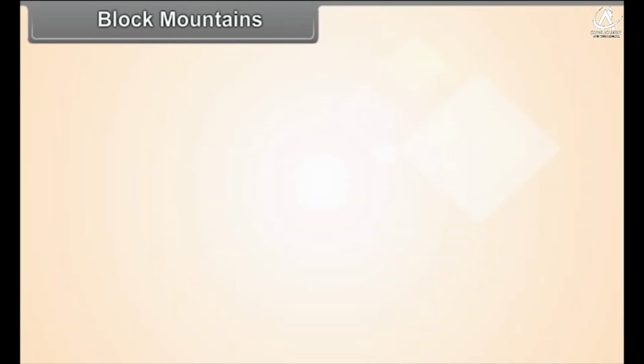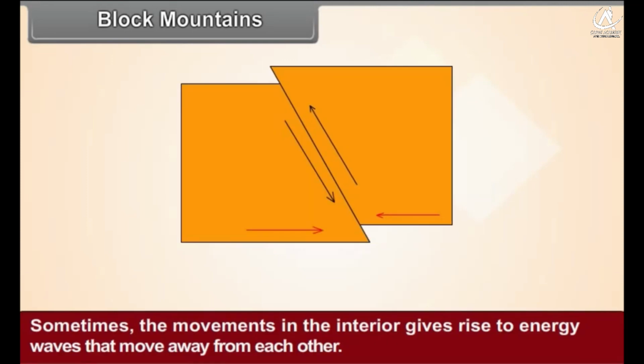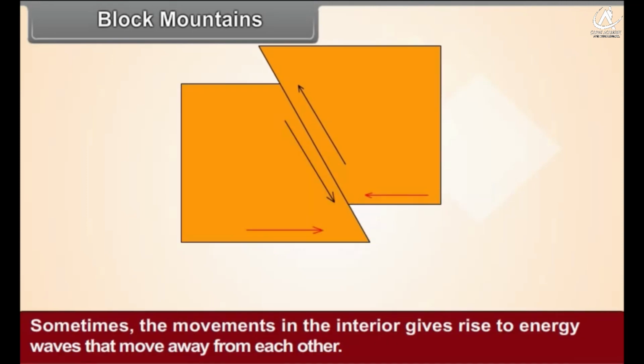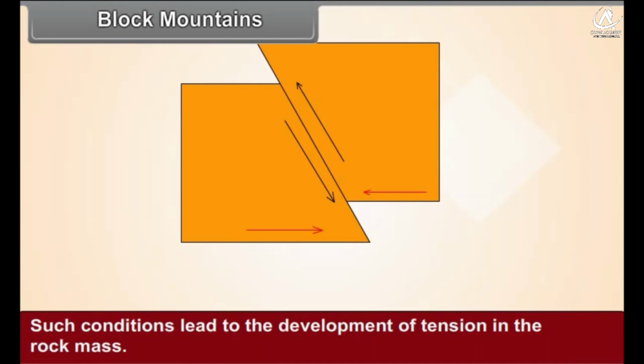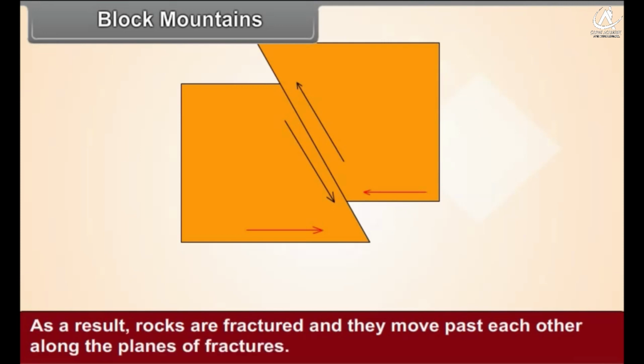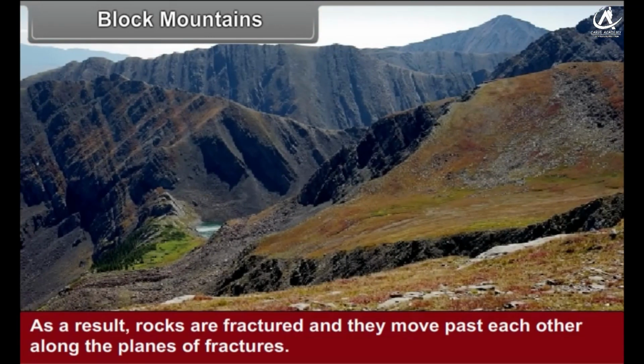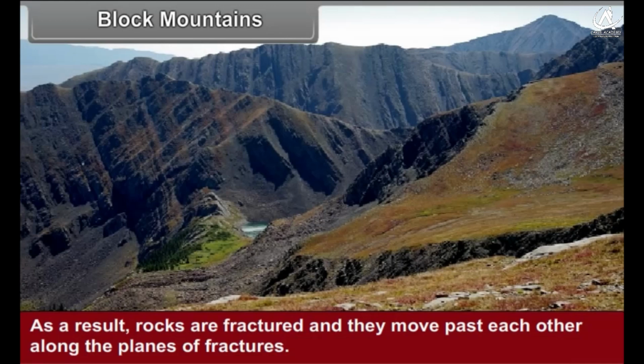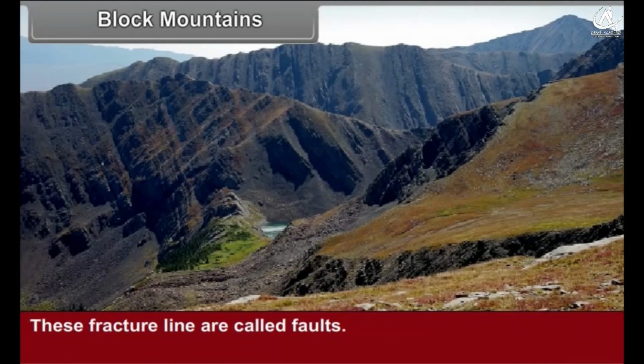Block mountains. Sometimes the movements in the interior give rise to energy waves that move away from each other. Such conditions lead to the development of tension in the rock mass. As a result, rocks are fractured and they move past each other along the planes of fractures. These fracture lines are called faults.